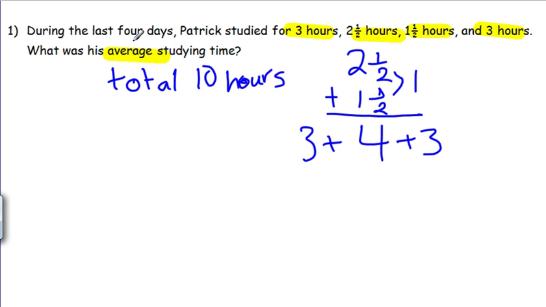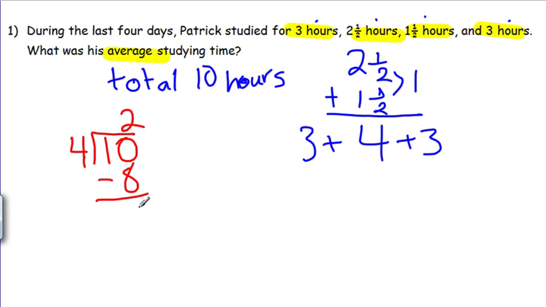But now we want to know the average. So we need to divide that by however many days he counted. So we have 1, 2, 3, 4 days. So we need to divide 10 hours by 4. So we take 10 and we divide it by 4. 4 will go into 10 2 times. 2 times 4 is 8. 10 minus 8 is 2.